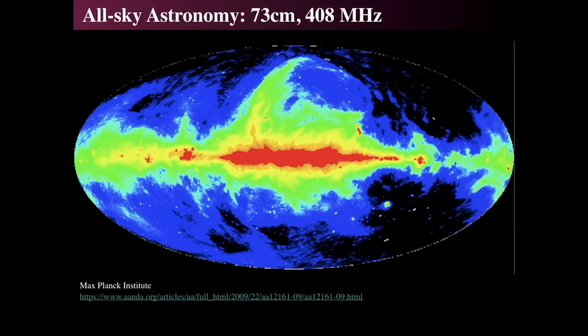Now, if we go even longer, instead of 21 centimeters, almost three times longer, almost meter-long wavelengths of light, the Max Planck Institute at this particular wavelength, 400 megahertz. We always talk about FM and AM transmission, the so-and-so megahertz on your FM dial and so forth. But this is a 73 centimeter wavelength map of the Milky Way, and it's less and less resolved, because the longer the wavelength, the larger the aperture you need in order to resolve it. So the resolution is getting poorer as we go to longer wavelengths.